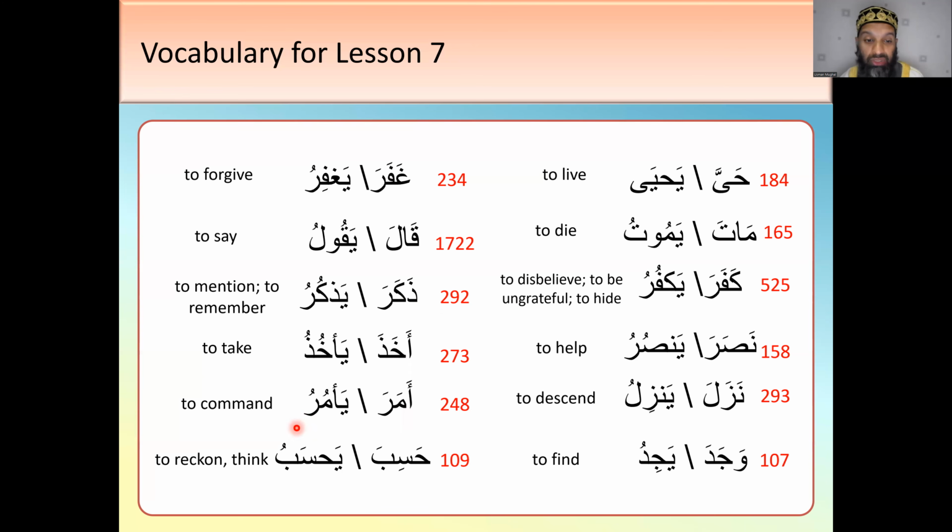Amara ya'muru is the verb for command. He commanded, he commands. Wa'mur bil ma'ruf. Yeah, wa'mur bil ma'ruf, that's the verb. 248 times. Hasiba yahsabu, to think.